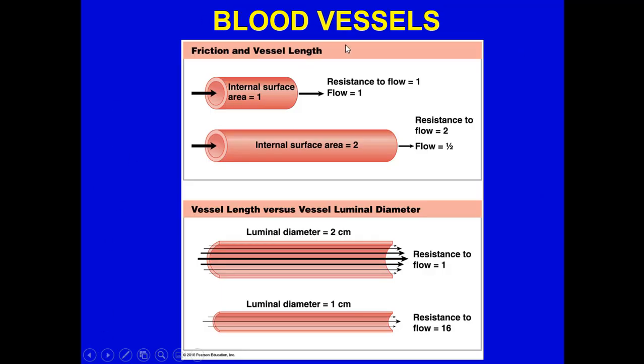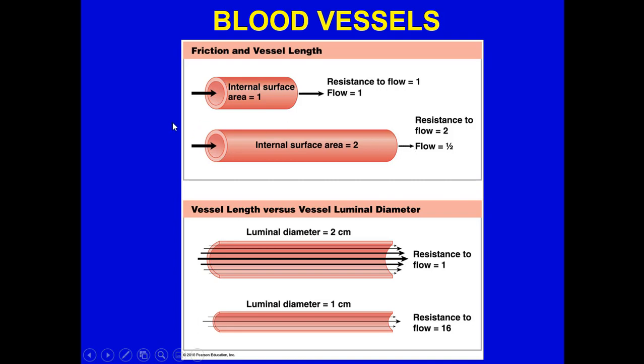Let's go over this from a diagram which may help. Friction and vessel length. The longer the vessel, the greater the reduction in flow. If I have a resistance to flow at 1, my internal surface area is 1. Fine, I've got a flow of 1. But if I double the surface area, I have increased the resistance to flow to 2. By doubling this, there's an inverse relationship here. Increasing your resistance decreases the flow.